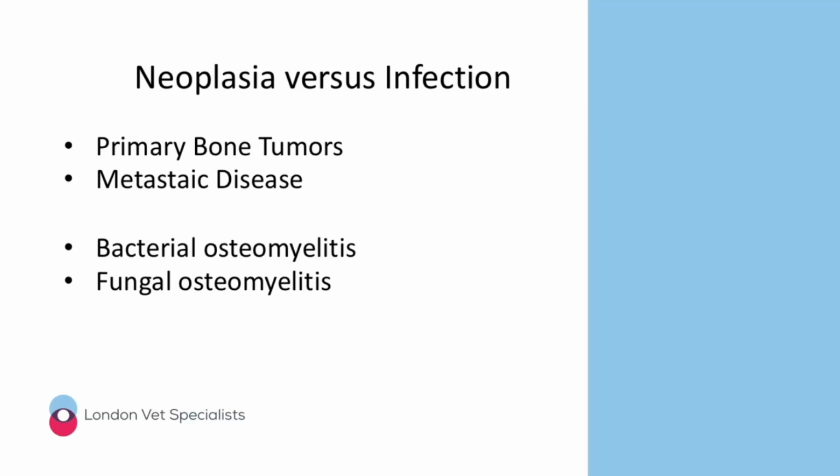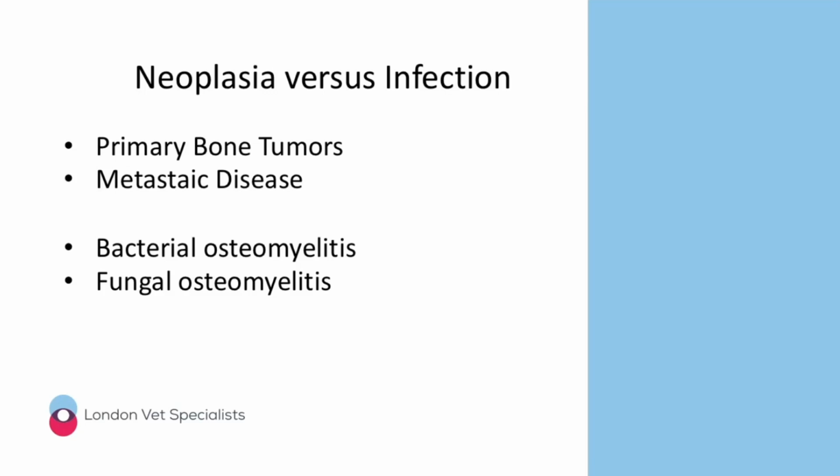Once we've classified a lesion as aggressive using all of those features that we've just discussed, we then need to decide whether it's more likely to be something neoplastic versus something infectious. If it's neoplastic, we're usually looking at a primary bone tumor, like an osteosarcoma. If it's related to metastatic disease, then that's also a type of bone neoplasia. That does differ from primary bone tumors like osteosarcomas, in that metastatic disease tends to be polyostotic, whereas primary bone tumors tend to be monoostotic. We'll have a little bit more of a chat about those in just a second.